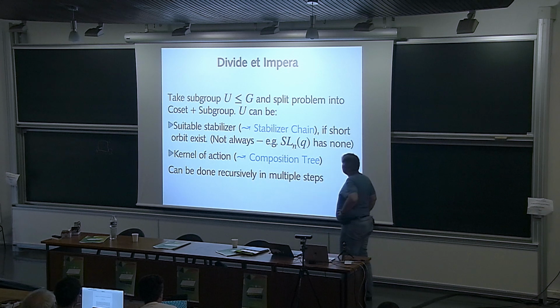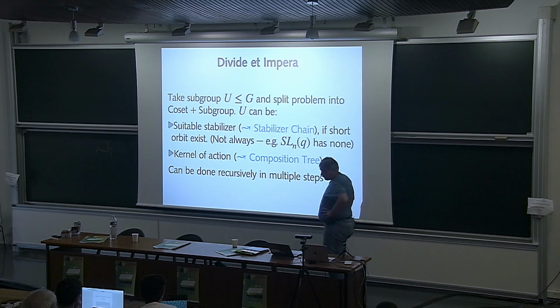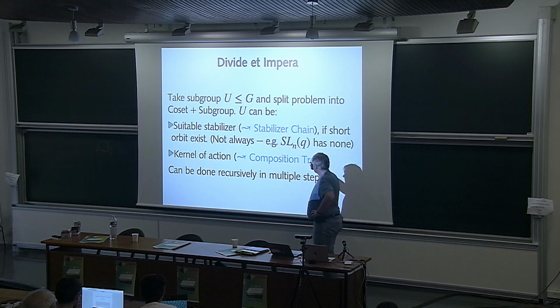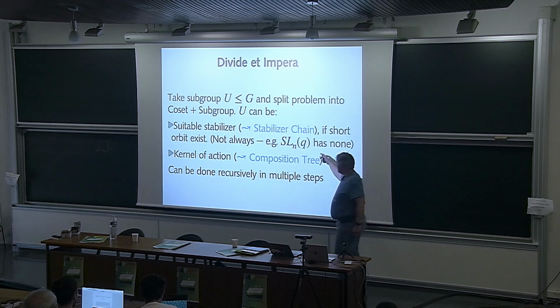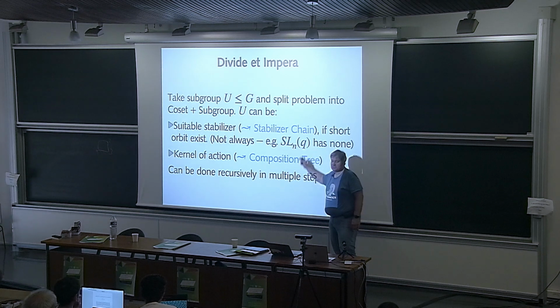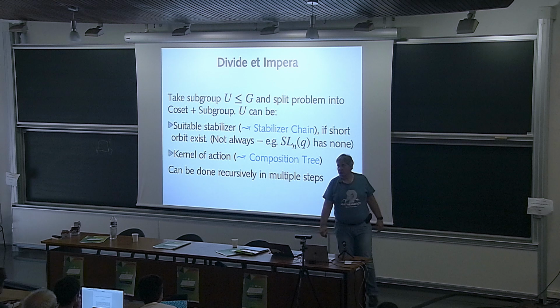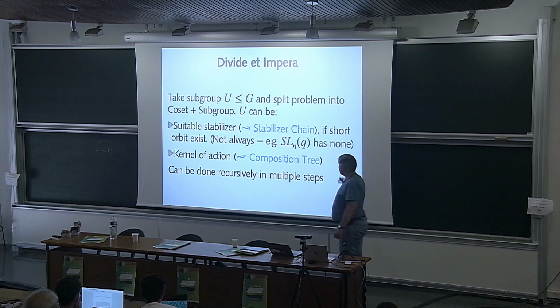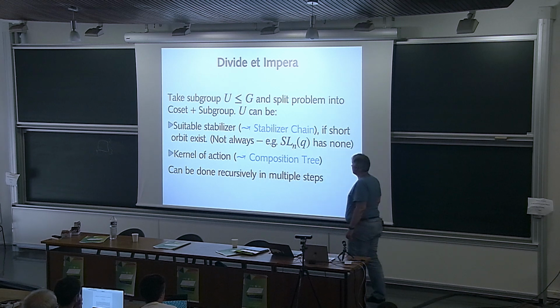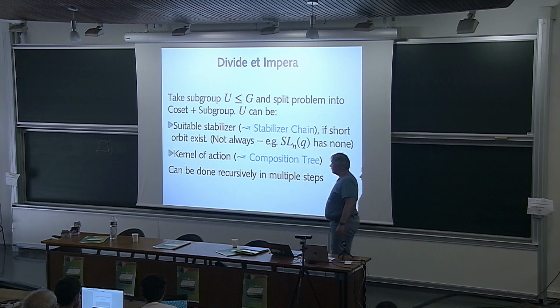Well, the subgroup could be a stabilizer, and I can calculate stabilizers if orbit lengths are not too long. Caveat, that is not always the case. So for example, if you take SL(n,q), n by n matrices over the field with q elements, and you act on the natural vector space, the only short orbit you have is the orbit of the zero vector. Otherwise, you don't have nice short orbits, because all non-zero vectors lie in one orbit.